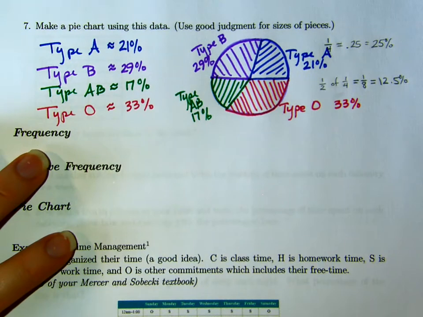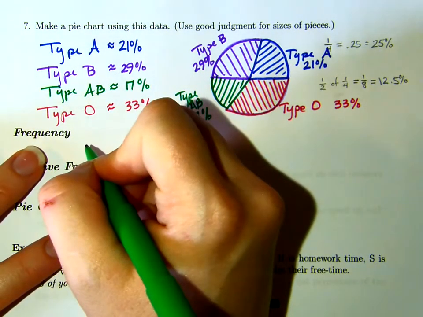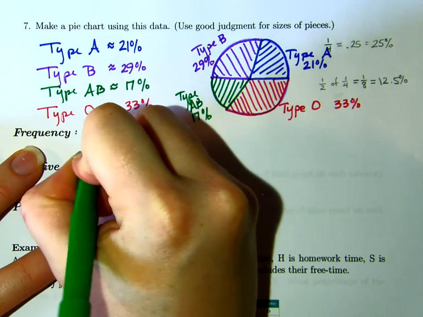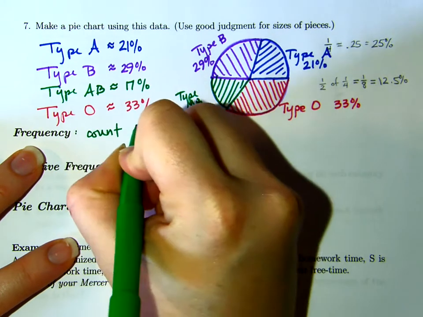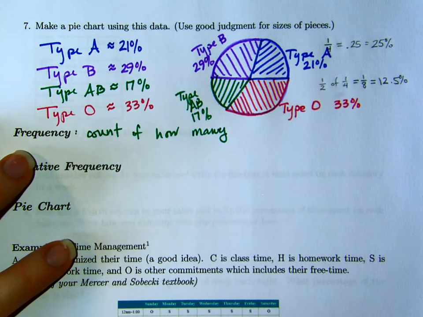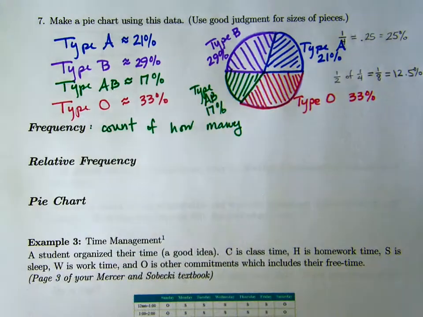Frequency. Okay, here we go. So frequency is a raw count of how many. How frequently did that happen? How frequently did type A happen? Okay, well, I can tell you that. Type A happened 5 times out of these 24.